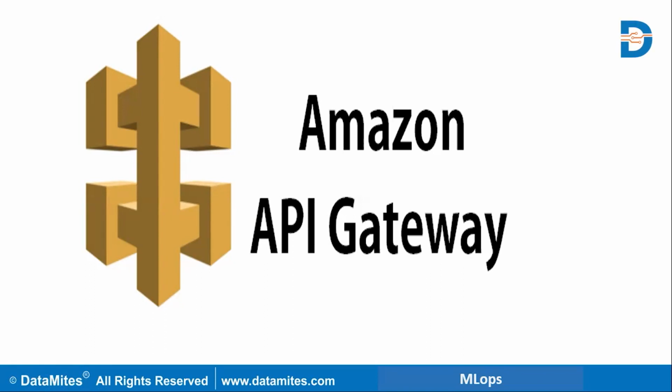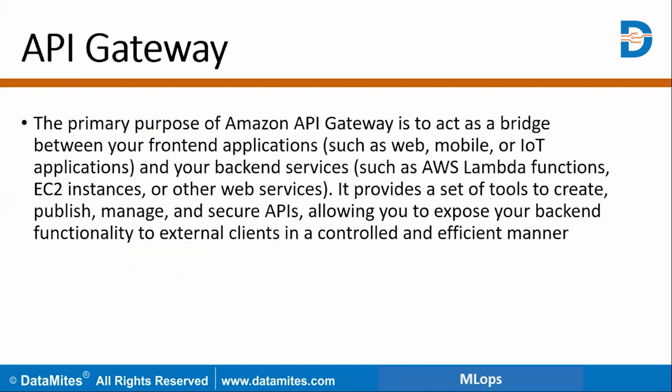In this video, we are going to see about AWS API Gateway. So what is AWS API Gateway? The primary purpose of Amazon API Gateway is to act as a bridge between your front-end applications like web, mobile, or IoT applications and your backend services like AWS Lambda functions, EC2 instances, or other web services. So API Gateway is the gateway. It's like a bridge between the users and the AWS environment.